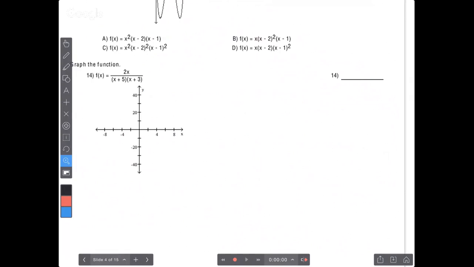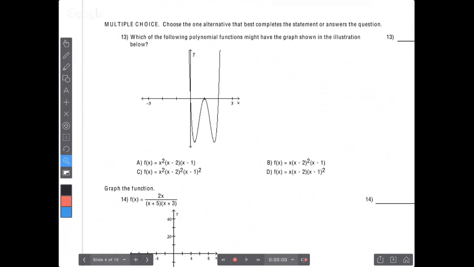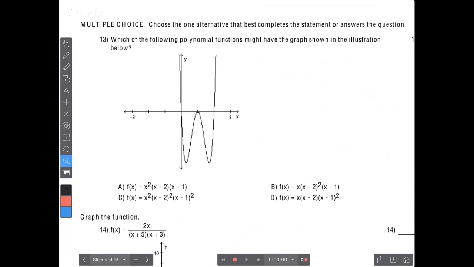13. Which of the following polynomial functions might have the graph shown in the illustration below? Oh, how fun. Okay, so let's see. I can see that this has to have a 0 here at, that's got to be 1. And that's even at 1. And it's got to have a 0 at 2. And that's got to be odd. And that's got to be odd.